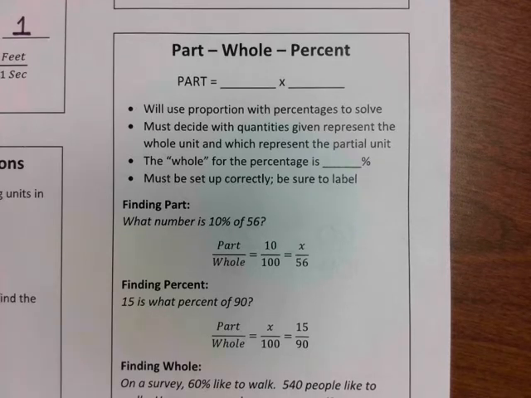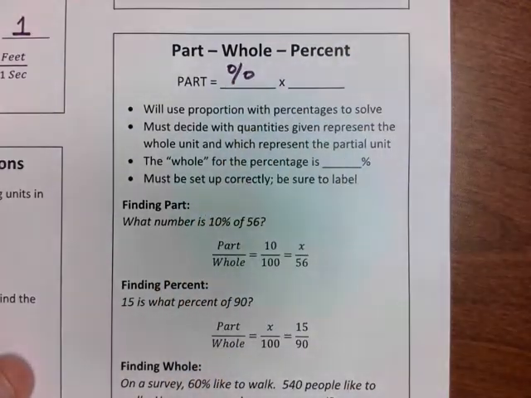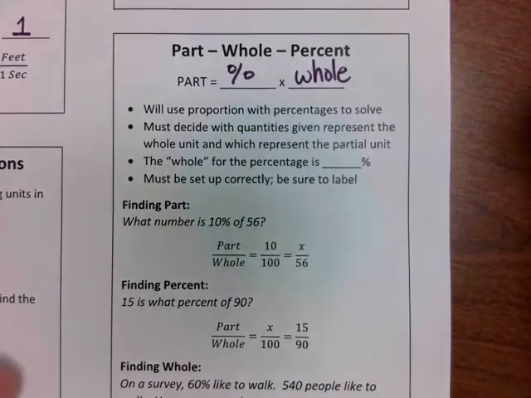Okay, so our last section, like I said, was part whole percent. Again, we're still going to be setting up our WKUs or our proportions to help us solve these. But the top part says part equals, so when you're finding the part, it is equal to the percent, I'm just going to put a percent symbol, percent times the whole. Okay, and we'll see that more later on.